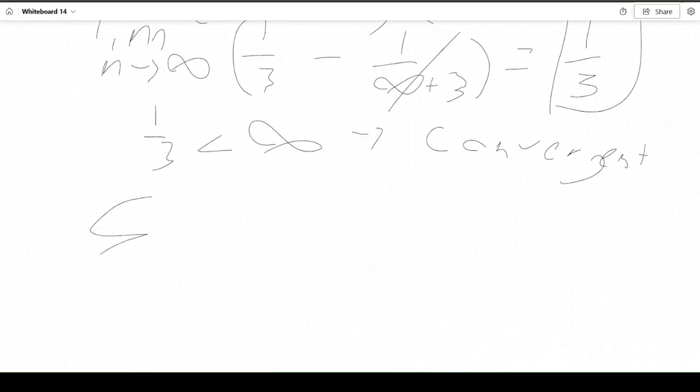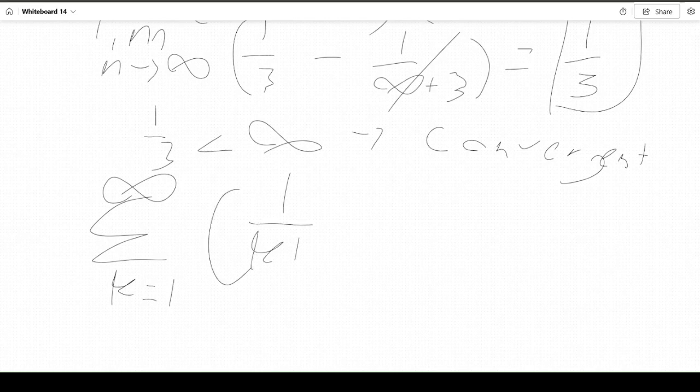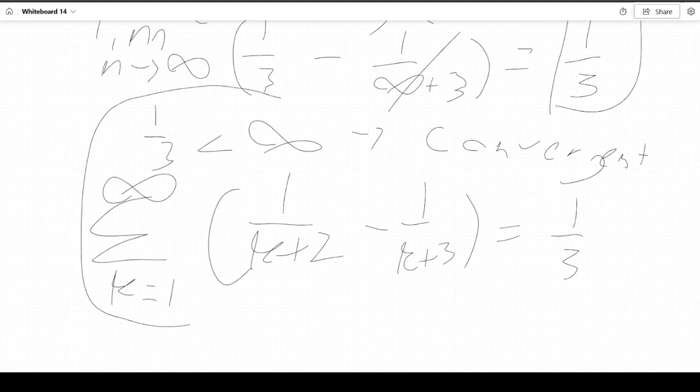So this is going to be the final way to do this. So you're going to write the answer like this. 1 over k plus 2 minus 1 over k plus 3 is 130. And this is the final answer.